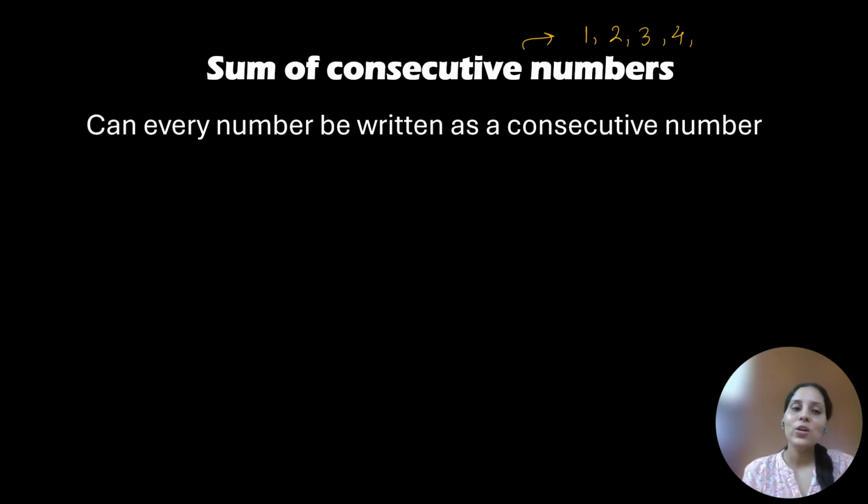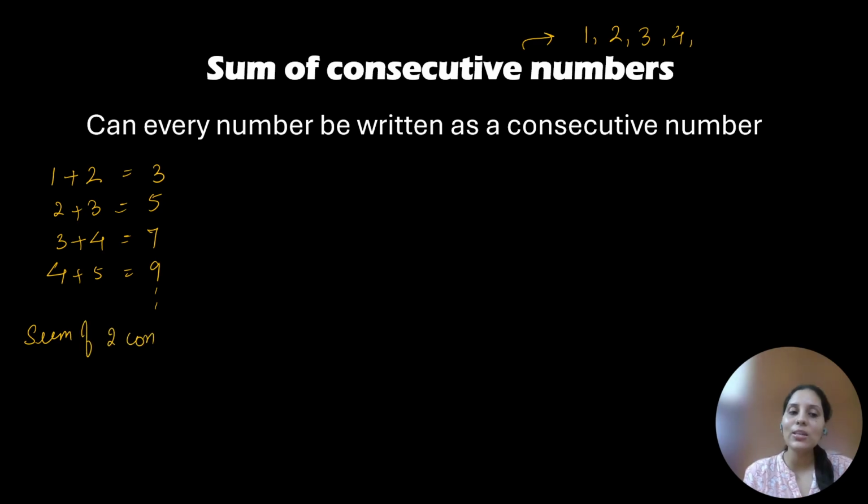Let us see. If I'm adding two consecutive numbers, 1 plus 2 is 3, then 2 plus 3 is 5, 3 plus 4 is 7, 4 plus 5 is 9, and so on. So when I'm doing the sum of two consecutive numbers, I am getting odd numbers. See, the result is always odd. So when I add two consecutive numbers, I get odd numbers.